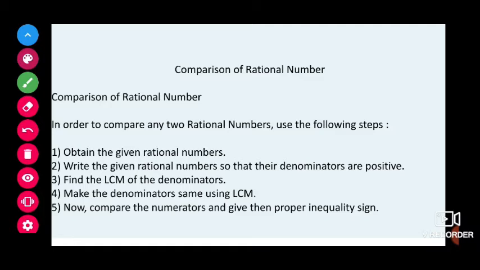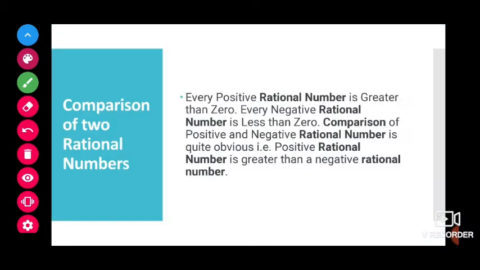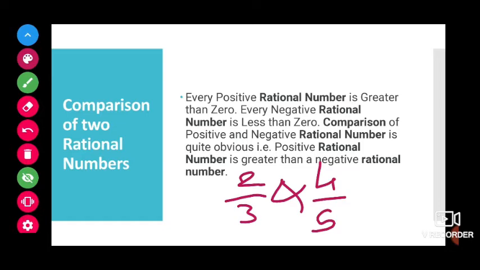If we are having 2 only, we can apply. What does that mean? For example, I am having 2 by 3 and 4 by 5. Which is greater, which is smaller? Very easy method, children. Just do the cross multiplication.